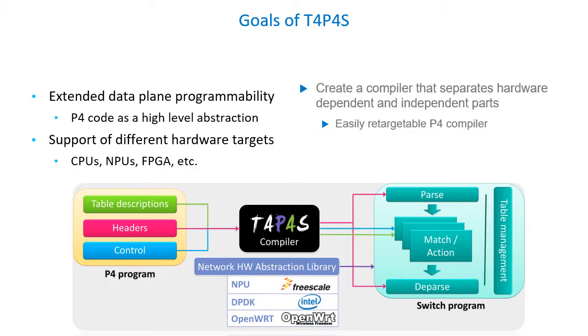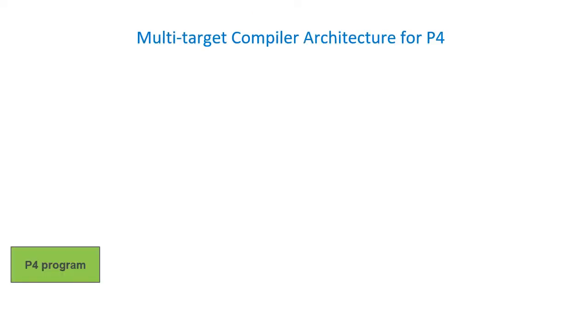Our main goal with Tapas was to create a compiler in which most components can be reused when we move from one hardware target to another. To this end, we separated hardware-dependent and independent parts, and hardware-dependent parts are implemented by a network hardware abstraction library, which is currently implemented for DPDK as well. This design resulted in a multi-target compiler architecture.